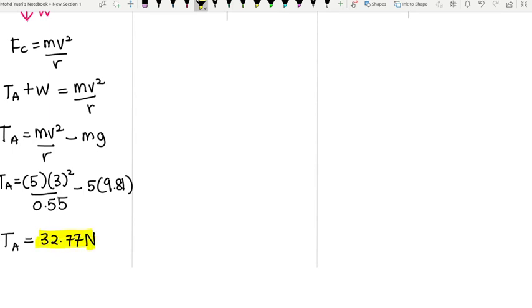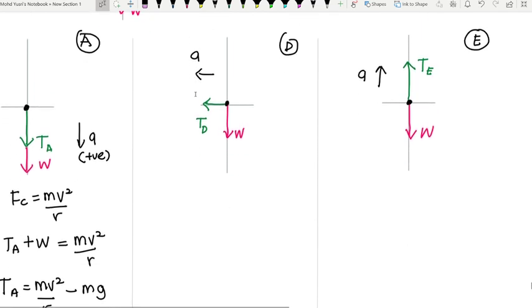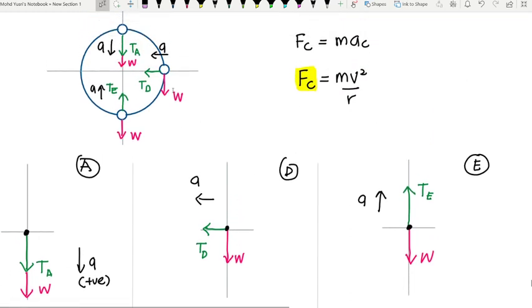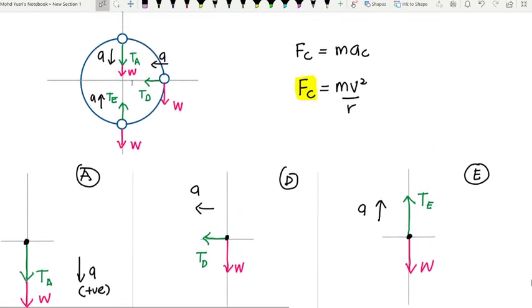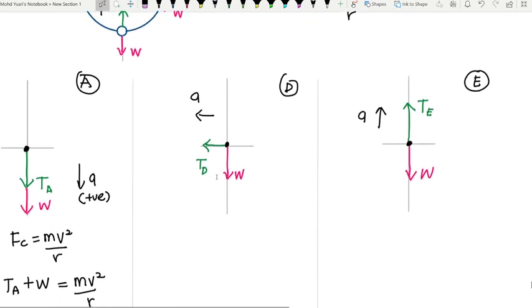So mari kita tengok bagi point D pula. Point D ni adalah point yang dekat tepi ni. Okay. So the center of the circular motion berada di sebelah kiri. So acceleration pun akan tunjuk sebelah kiri. Tension at point D juga di sebelah kiri. Tapi macam yang saya dah cakapkan, I already define direction towards the center as positive.